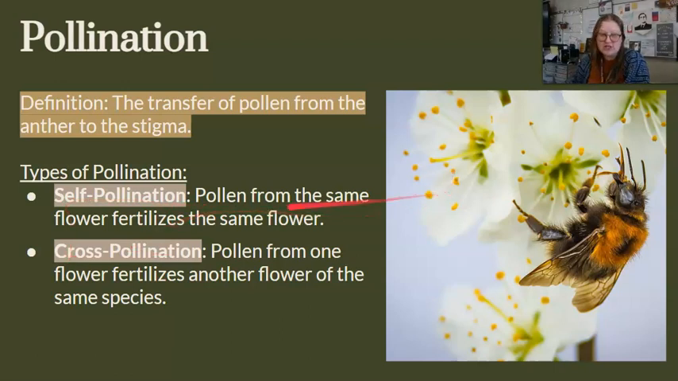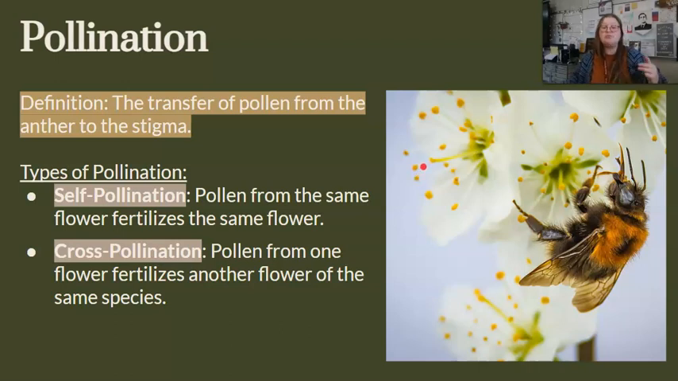Cross-pollination is pollen from one flower fertilizing another flower of the same species. So if this bee takes this pollen and lands on another similar plant, the same species of plant but another individual, that would be cross-pollination.